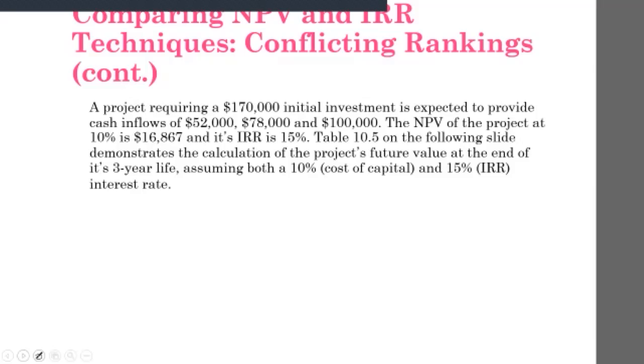A project requiring a $170,000 initial investment is expected to provide cash flows of $52,000, $78,000, and $100,000. The net present value of the project at 10% is 16, and at IRR it's 15. The table generates it, assuming a 10% cost of capital. Again, let me show you how it's done in Excel, and again I will share the sheet with you.